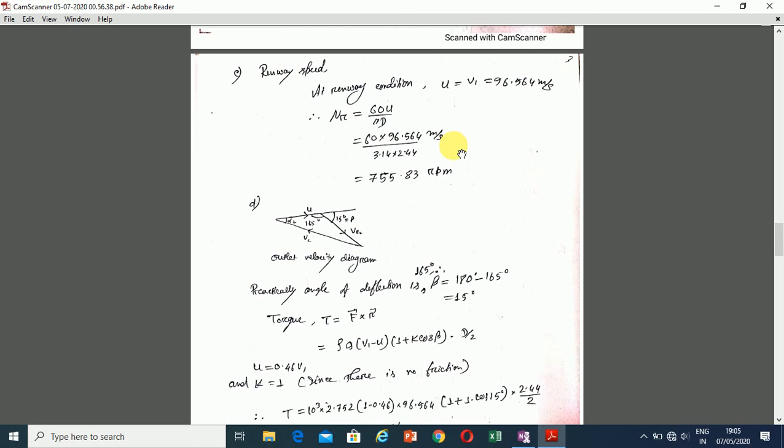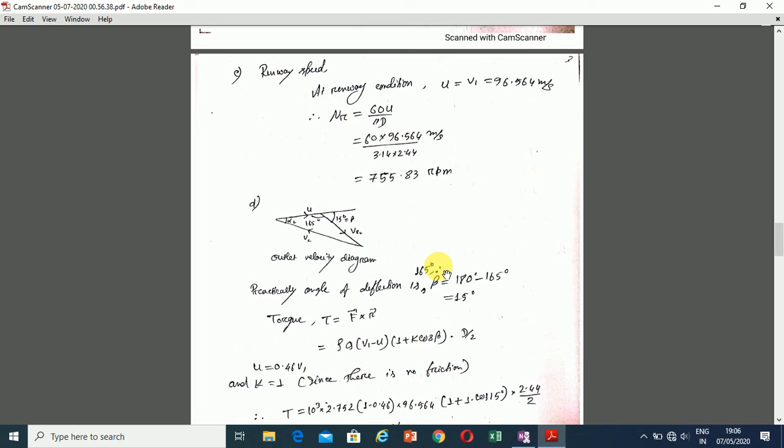Now runaway speed. At runaway speed, the tangential velocity u and the striking velocity v1 are equal, that is 96.564 meter per second. So at runaway speed we found NR is equal to 60 u divided by pi d. Here u is 96.564 and D is 2.44, that is given in the question. That is NR is equal to 755.83 RPM.